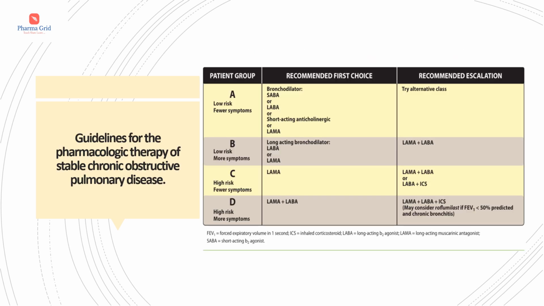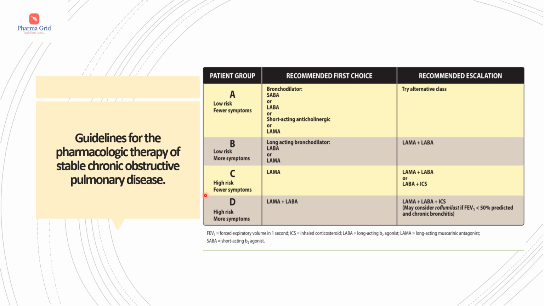Guidelines for the pharmacologic therapy of stable chronic obstructive pulmonary disease. Here the patients can be categorized into 4 groups as A, B, C and D. Category A means low risk and fewer symptoms. Here the recommended first choice is bronchodilators such as short-acting beta-2 agonist or long-acting beta-2 agonist or short-acting anticholinergic or long-acting muscarinic antagonist. Next is category B. Here low risk and more symptoms. Here the recommended first choice is long-acting bronchodilators such as LABA or LAMA and recommended escalation is LAMA plus LABA.